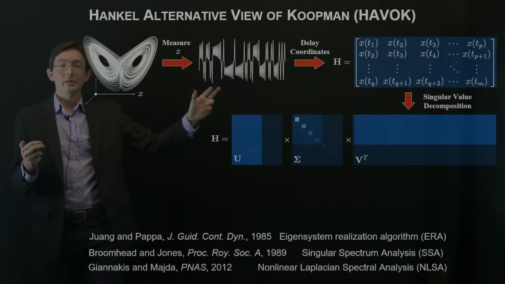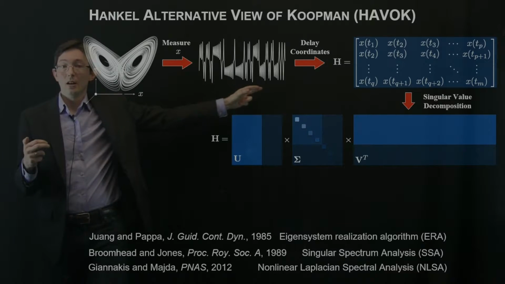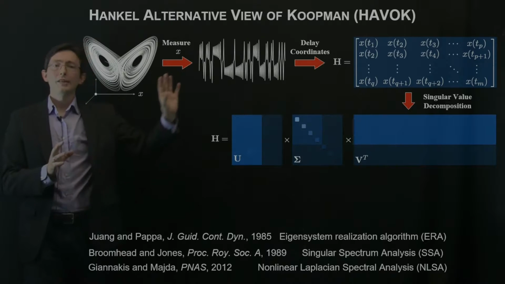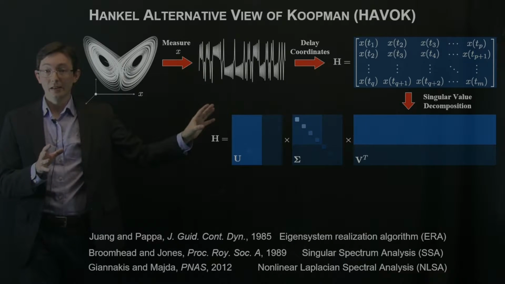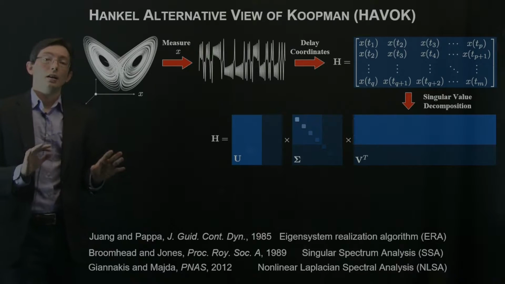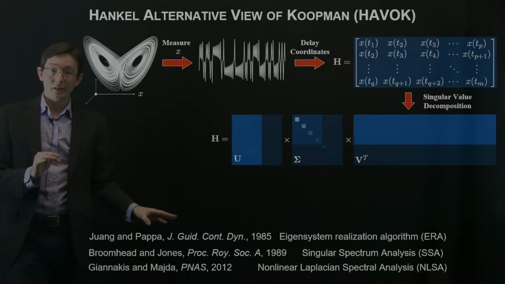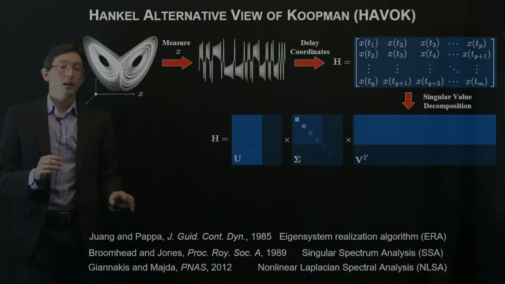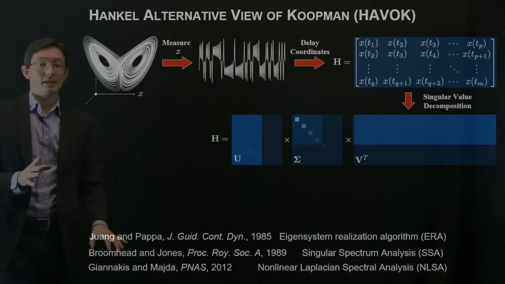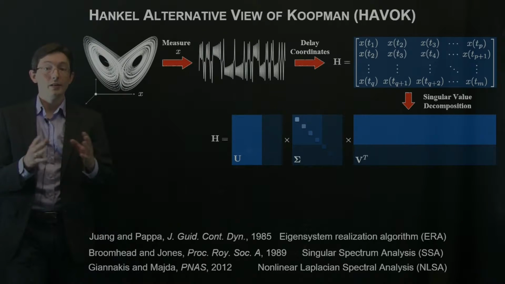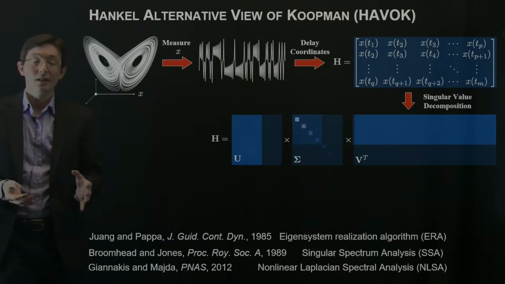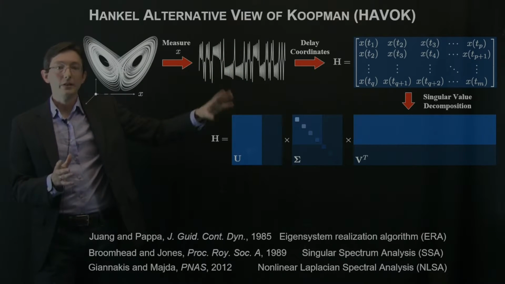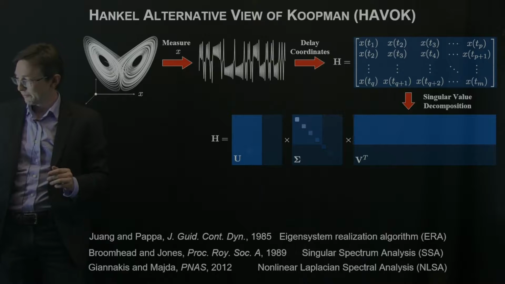And those are the time series that are most self-similar to the time series that we use to train this model. This idea of building a Hankel matrix and taking the singular value decomposition is not new. It's used in the eigensystem realization algorithm. It's used in singular spectrum analysis in climate. There are recent extensions of SSA by Giannakis and Majda, the nonlinear Laplacian spectral analysis, which is a really neat, modern, data-driven view of these Hankel matrices.